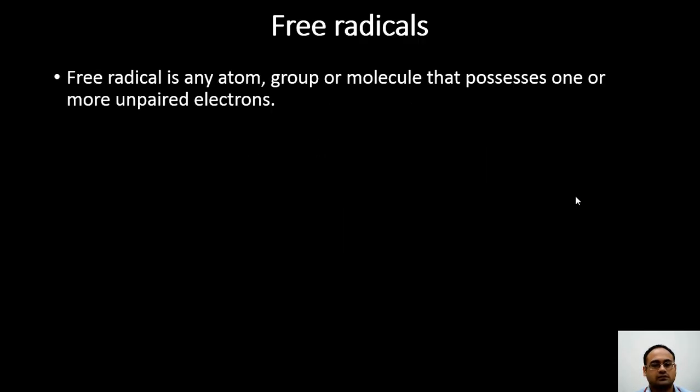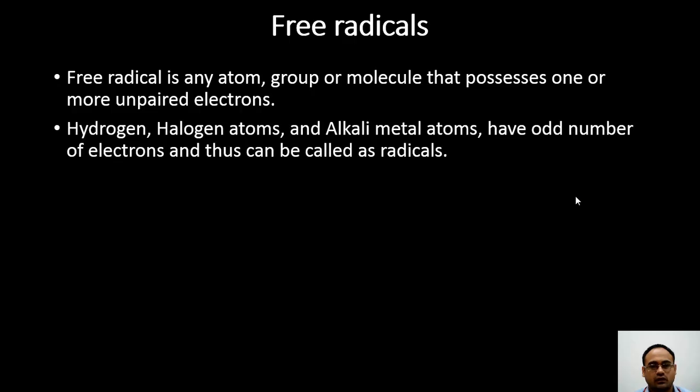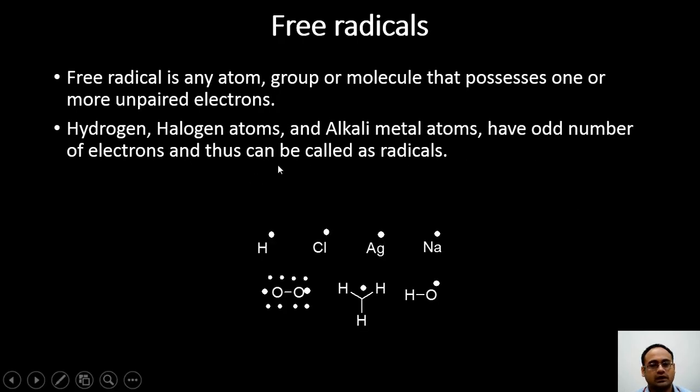What are free radicals? A free radical is any atom or group or molecule that possesses one or more unpaired electrons. Therefore, if we apply this definition to atoms like hydrogen, halogens and alkali metals, we find that all of them have an odd number of electrons and thus can be called radicals. Hydrogen, chlorine, silver, sodium and even oxygen gas O2 is a diradical, because these two electrons are not paired with each other, they are unpaired, and therefore this is known as a diradical.